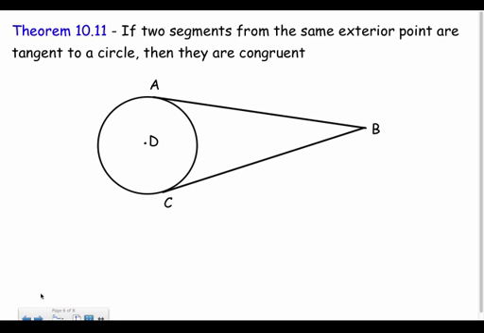My last theorem here: if two segments from the same exterior point are tangent to a circle, then they are congruent. So basically, if I have a point outside of the circle and I draw two different tangents to the circle, I got one going from B to A, line of tangency right here, and we'll just end it right at A. And from B to C, they have to be congruent. Okay, so if they're from the same exterior point and tangent to the same circle, then they are congruent. And they look like they should be.